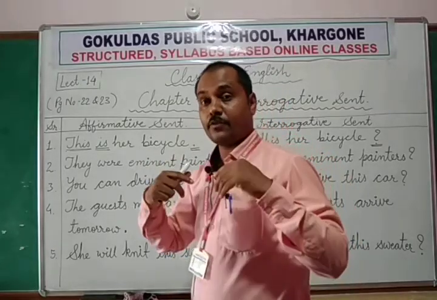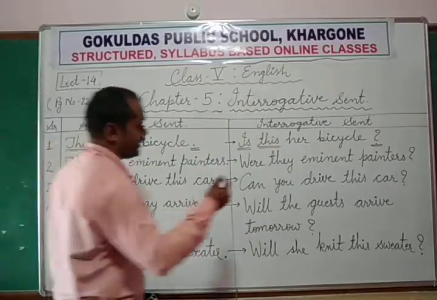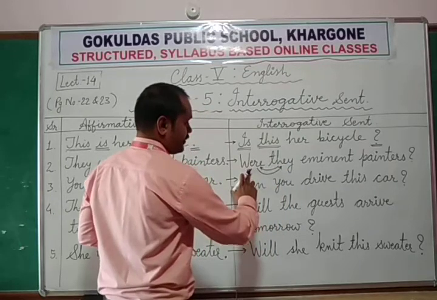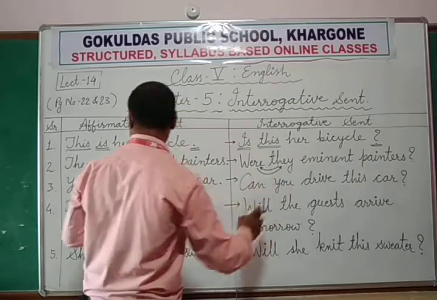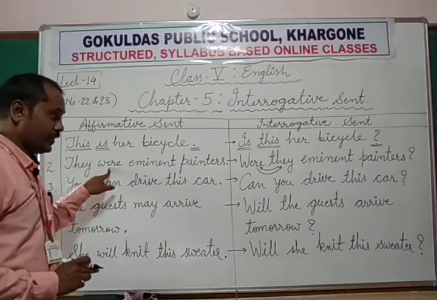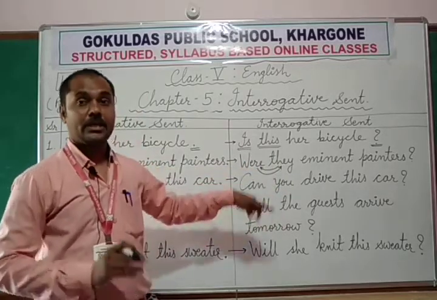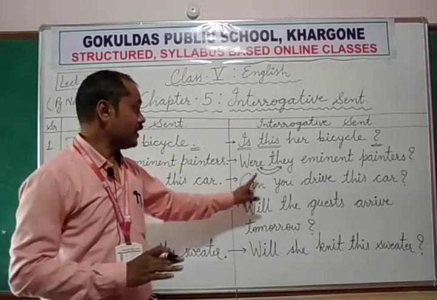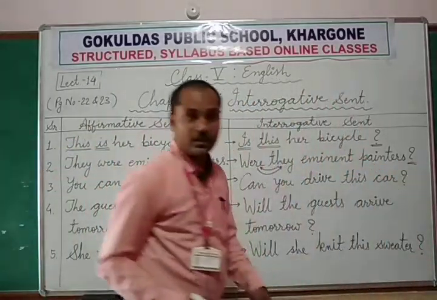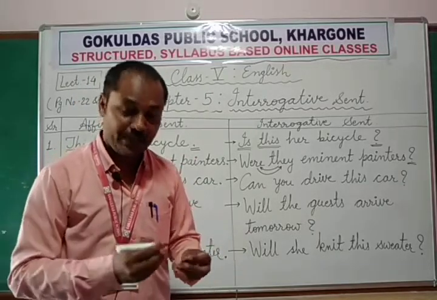So now I am going to ask the question. If I am going to ask the question, simple, I will exchange the places of subject and helping verb. They, subject, were, helping verb. Now I am changing. Were they? Were they? क्या वो थे? Were they eminent painters? And question mark. क्या वो बहुत famous painters थे? Were they eminent painters?